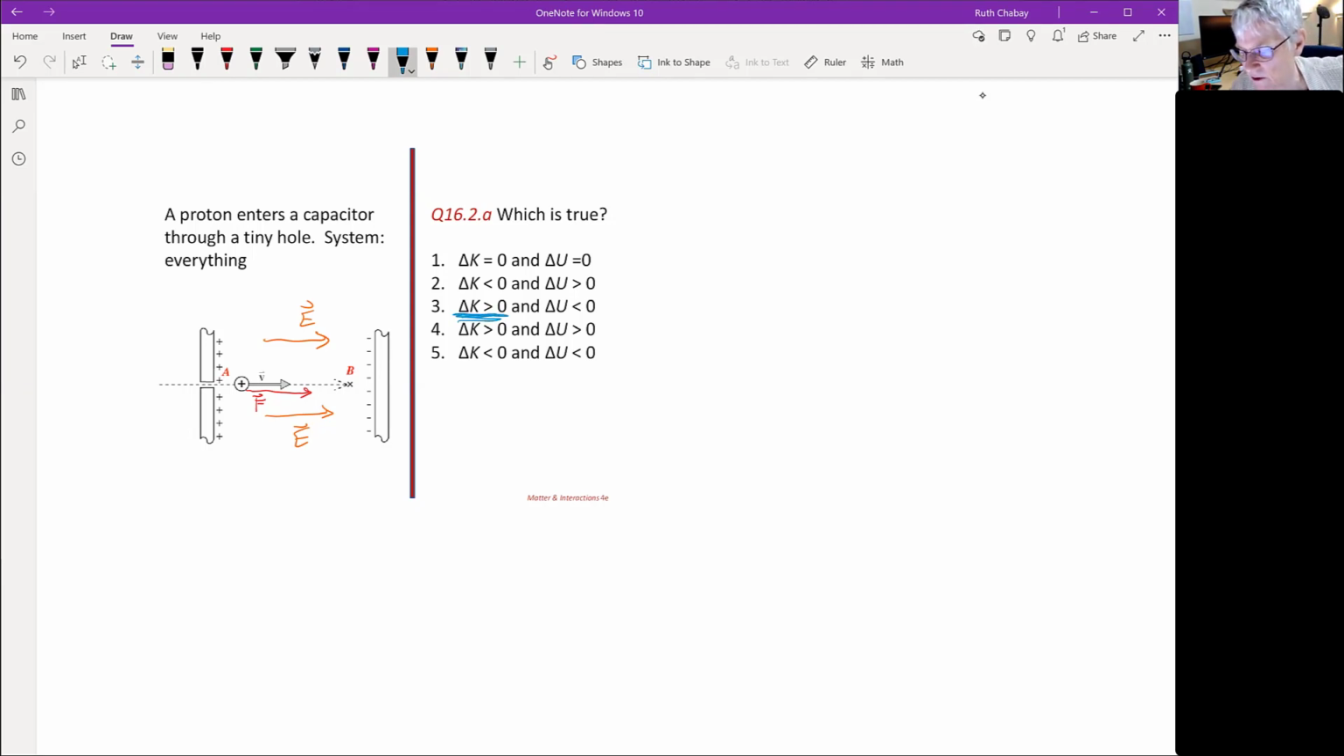So that leaves out everything but 3 and 4. It could be 3, it could be 4, but we also know that the change in kinetic energy plus the change in potential energy of the system has to be 0, because there are no significant external forces acting on it. And so, in fact, they can't both increase. So that's not a possibility, and we're left with that answer. Okay? Questions about that?